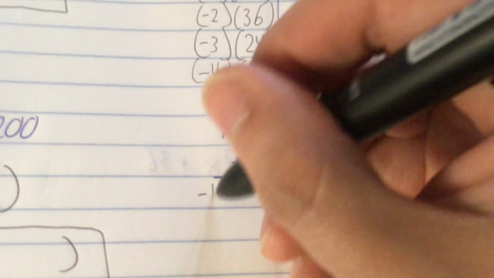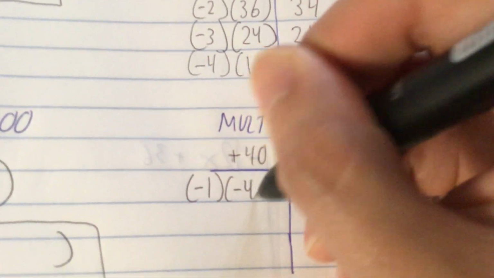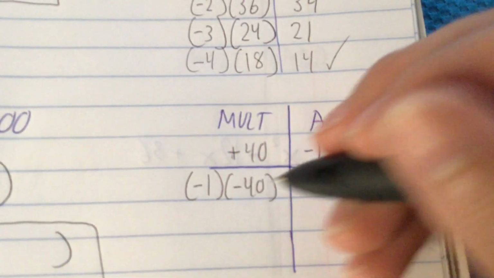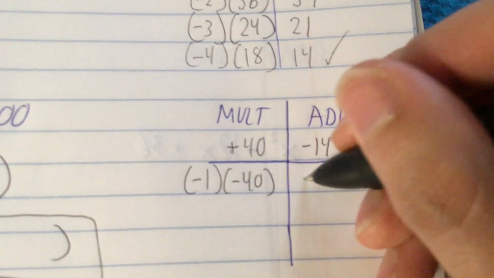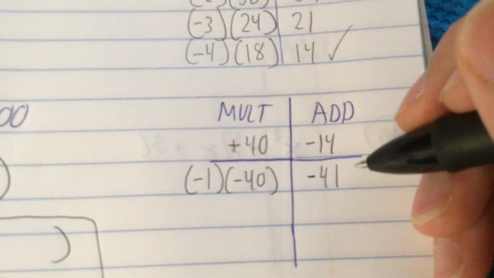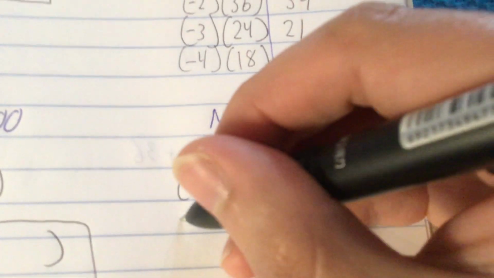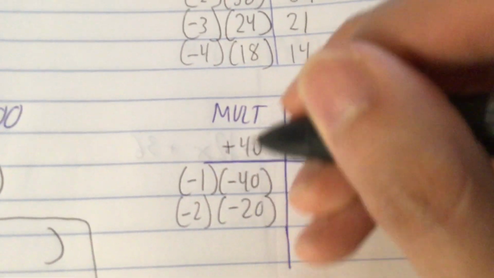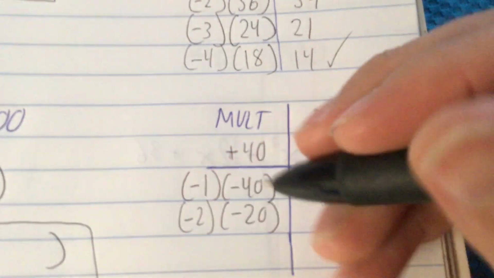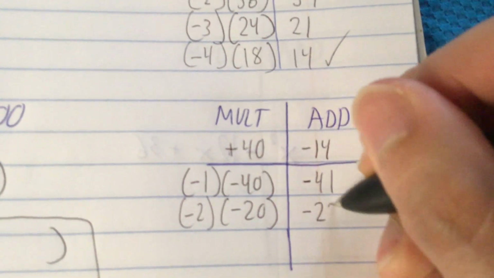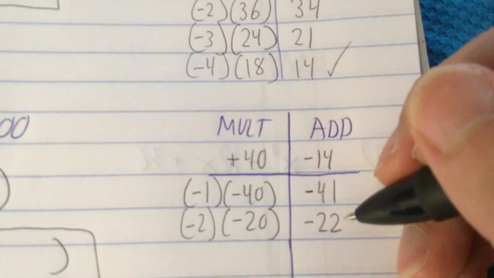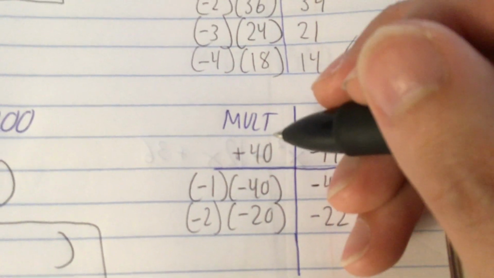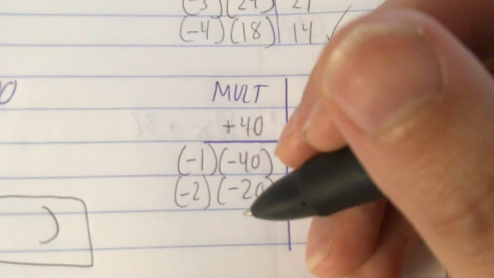So I'm going to go through the basics, negative 1 and negative 40. Negative 1 times negative 40 is positive 40, but they add, negative 1 plus negative 40, into negative 41. That doesn't work. Let me try dividing by negative 2. Negative 2 times negative 20 is positive 40, but negative 2 plus negative 20 is negative 22. Okay. Well, can I divide by 3? No, it goes into 39 and 42, but not 40 as a whole number.